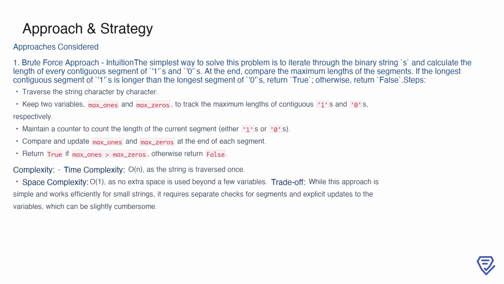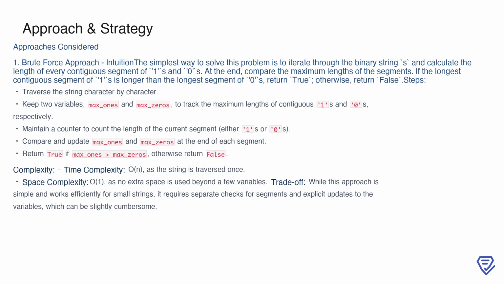Alongside these, you use a counter to count the length of the current segment. When the character switches from 1 to 0 or vice versa, you compare the current segment's length with the respective maximum and update the values as needed. Finally, you return true if the longest segment of 1s is longer than the longest segment of 0s, otherwise return false. This approach ensures that the entire string is traversed only once, giving it a time complexity of O(n). It is also space efficient, requiring only a few variables, so the space complexity is O(1).